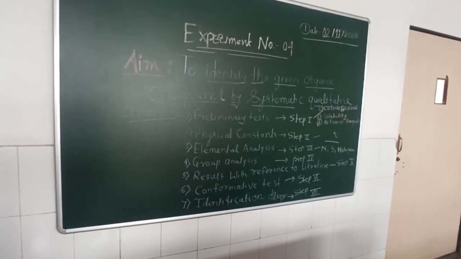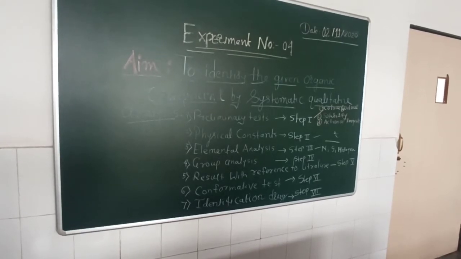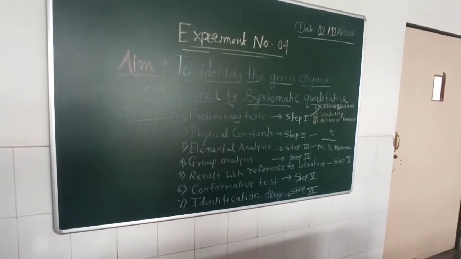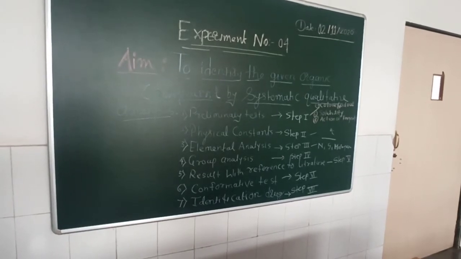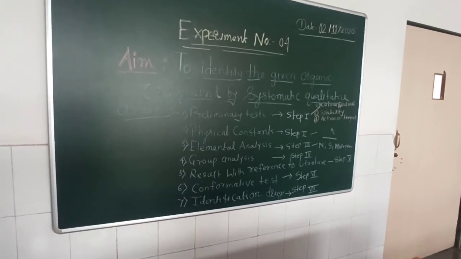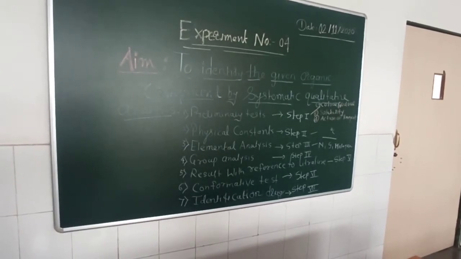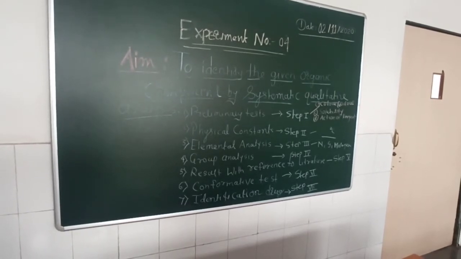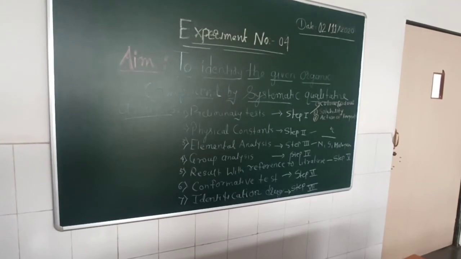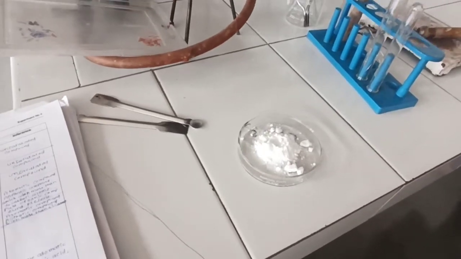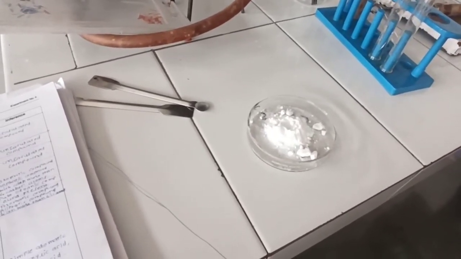In this step, you have to see the preliminary tests: the color of the compound, the odor of the compound, then the solubility of the compound in water and in different solvents. Then the action of reagents. Different reagents are given to you, and you have to see the action of these reagents on your given unknown compound. This is the unknown compound given to you for qualitative analysis.